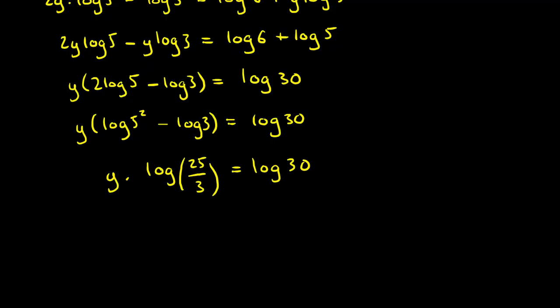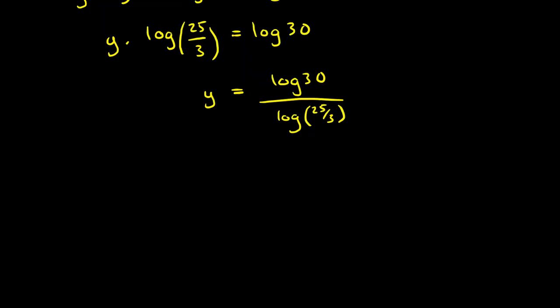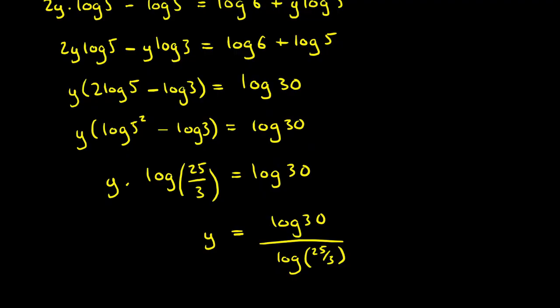And so therefore, in the end, what I should get is that y is equal to log 30 divided by log of 25 over 3. Okay, and that should be your answer. What you're going to have to do is plug that into your calculator. And if you do that, you should get 1.604.